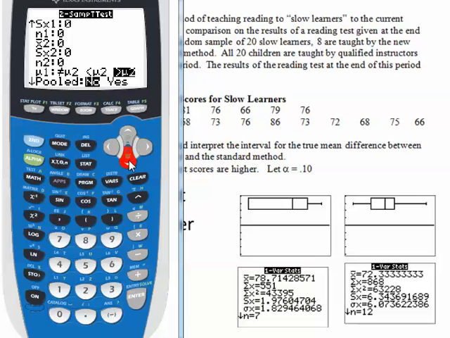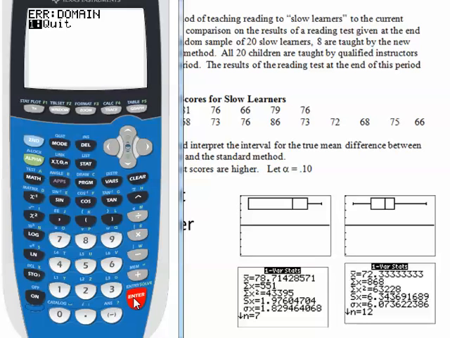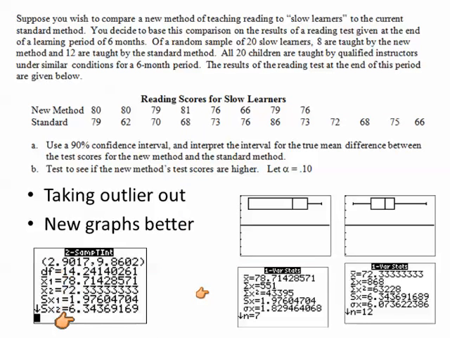Are we using pooled data? And I'm going to say no, we're not using pooled data because our S bars are completely different. And so we're going to go ahead and calculate that. And I didn't do it there because I didn't have the data in it. But you can see I keyed in that information here. And that's what I got as an interval right there.